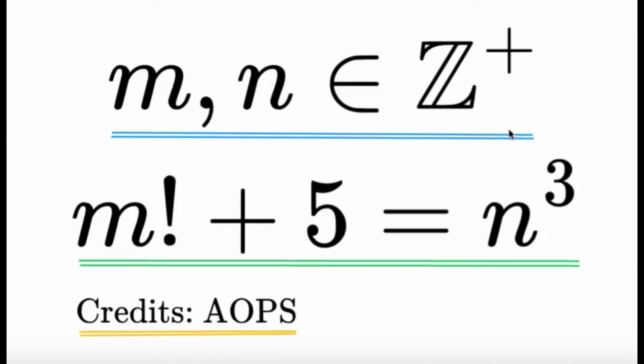M and n are positive integers such that m factorial plus 5 is equal to n cubed. Now we're asked to solve all possible ordered pairs mn. Credits to the Art of Problem Solving community for this item.